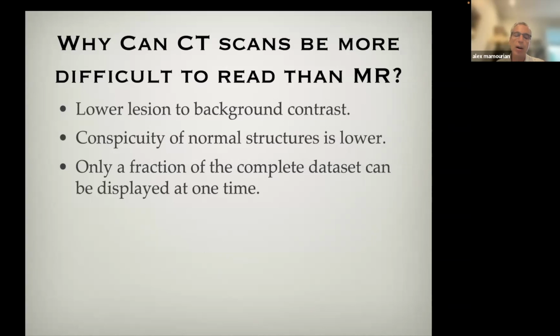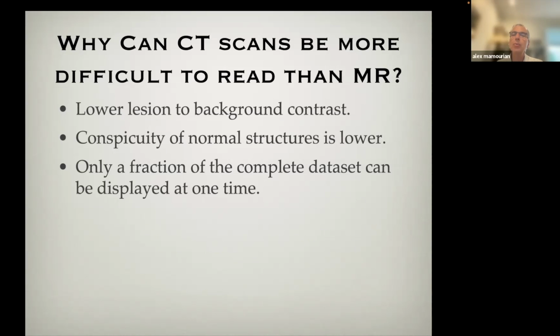The reasons for that are there is lower lesion to background contrast. If we use the example of stroke imaging, if you're trying to find some changes in the gray-white interface or the margination of the basal ganglia, these are very difficult judgment calls. And the reason why I think you need to know the clinical history is because there are false positives that occur.